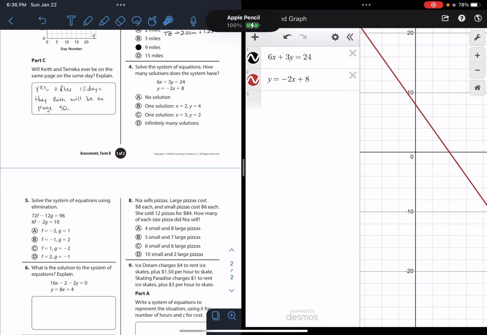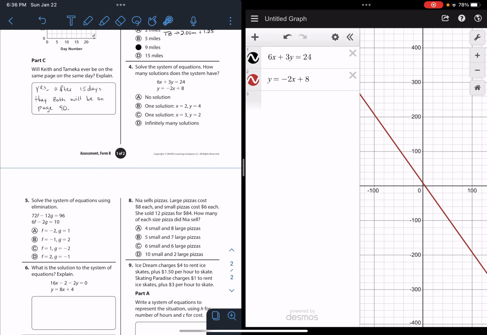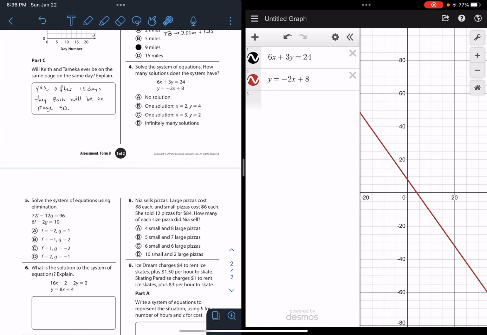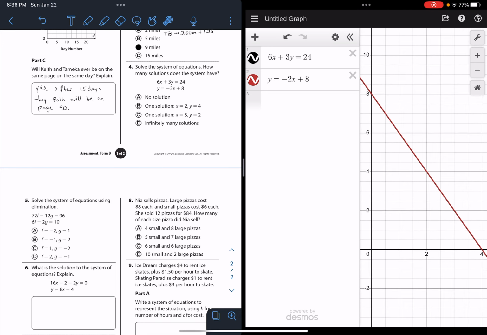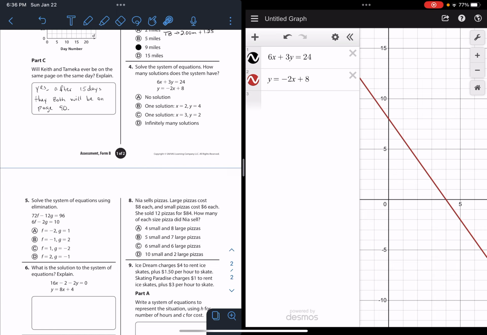So let's scroll over here. Let's zoom out a little. Okay, so I only see one line. Let's zoom in extra close just to make sure they're not parallel. And no, look at that. All right, that's one line. So if there's one line, when I graphed two equations, how many solutions does that have? No solution, one solution, or infinitely many?